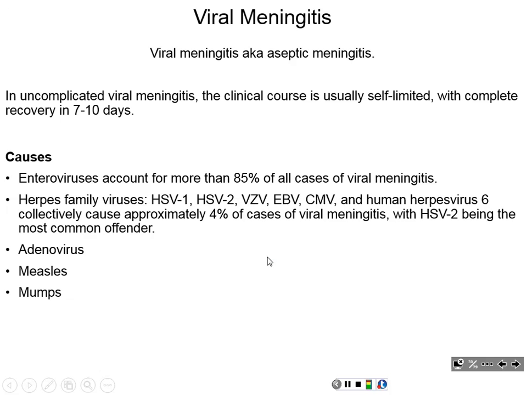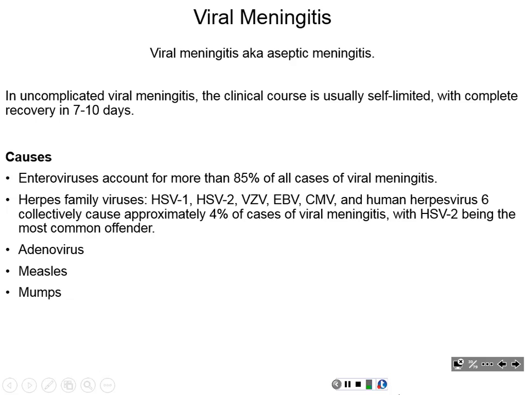So viral meningitis. In uncomplicated viral meningitis, the clinical course is almost always self-limited. Patient comes in, has all of these things that scream central nervous system infection to you, right? Fever, headache, stiff neck. If it's viral, it has started to show up over the past 18 to 24 hours, maybe 48 hours, subacute, and it's self-limited. This patient's going to be fine in almost all cases in about 7 to 10 days.